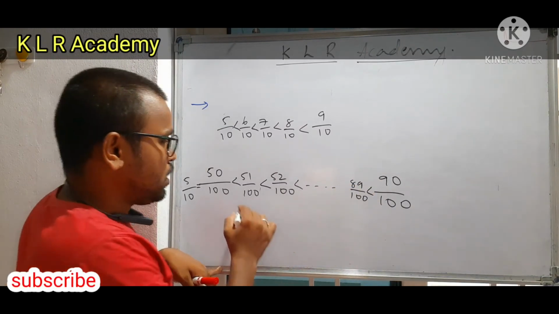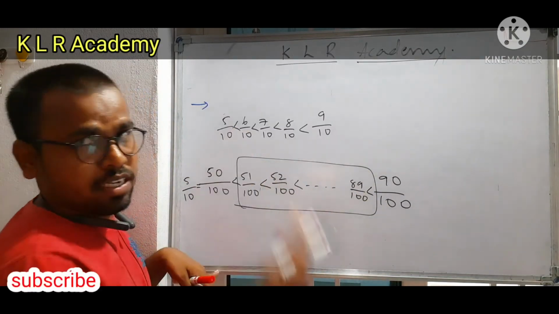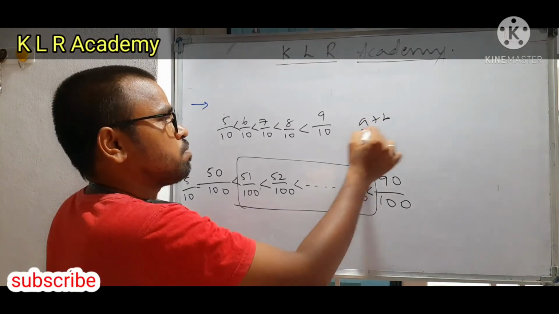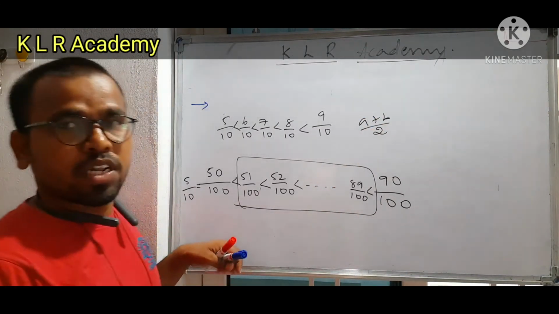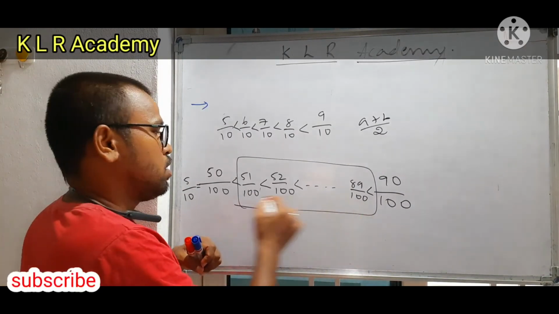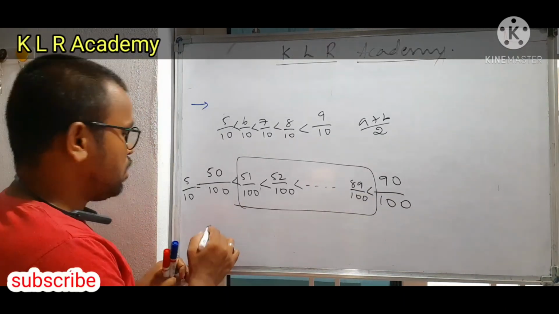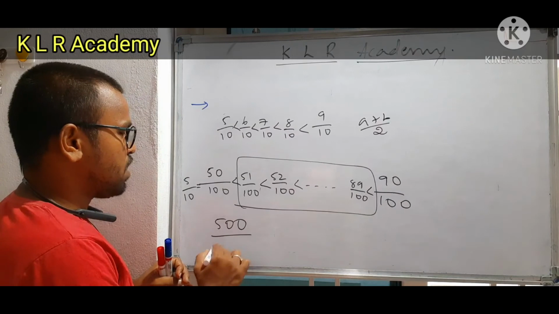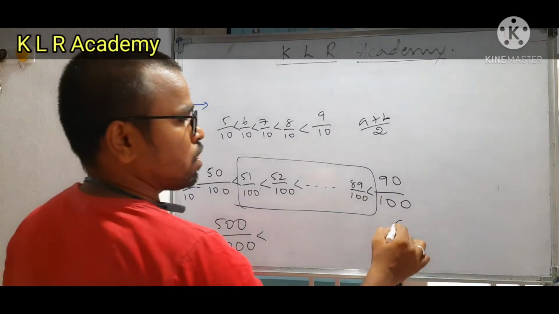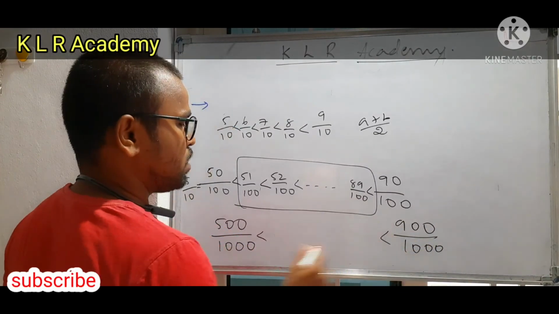Clear? So how many rational numbers have we written? From 50 to 90, 40 rational numbers we are able to write. If you go with the (A + B)/2 concept, it takes more time to solve. Yes or no? But similarly, if you go with another equivalent fraction, 500/1000 to 900/1000, how many rational numbers are you able to find?